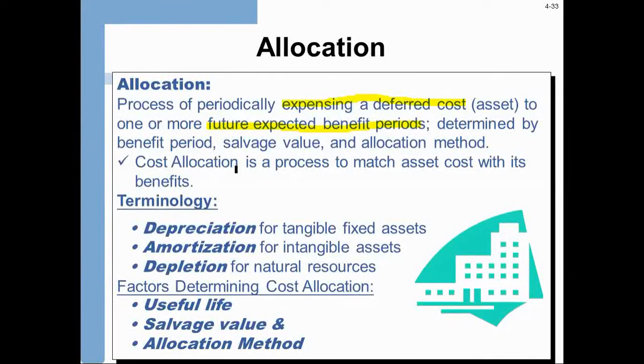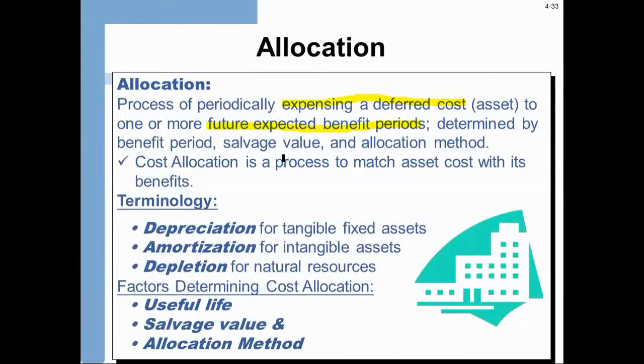The cost allocation is the process to match asset cost with its benefits, which means that if we are going to use the asset in this year to produce 60,000 units, then we need to calculate the wear and tear on this asset. We need to calculate how much cost of this property, plant, or equipment we can put in the income statement as expense, and how we can reduce the balance of the long-term asset in the balance sheet.